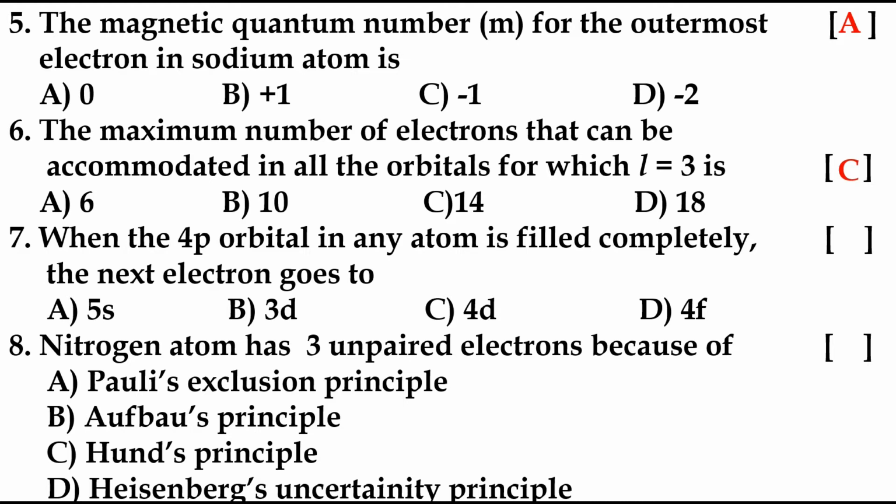Seventh one: When the 4p orbital in any atom is filled completely, the next electron goes to dash. A, 5s. B, 3d. C, 4d. D, 4f. Answer is option A, 5s. Eighth one: Nitrogen atom has 3 unpaired electrons because of dash. A, Pauli's exclusion principle. B, Aufbau principle. C, Hund's rule. D, Heisenberg's uncertainty principle. Answer is option C, Hund's rule.